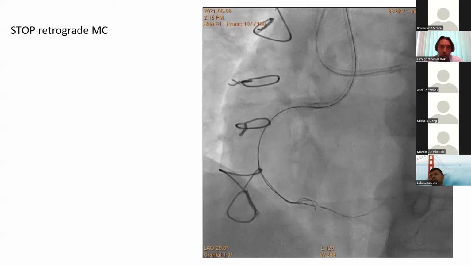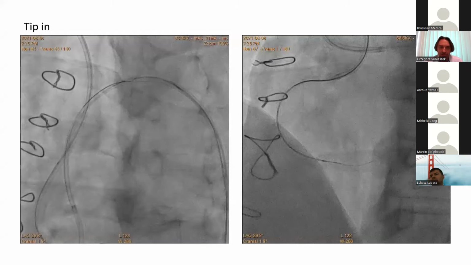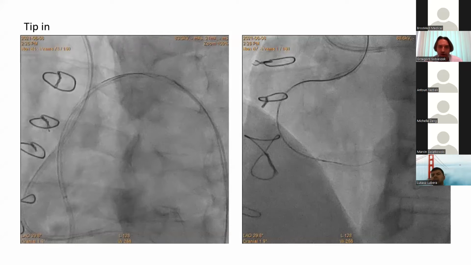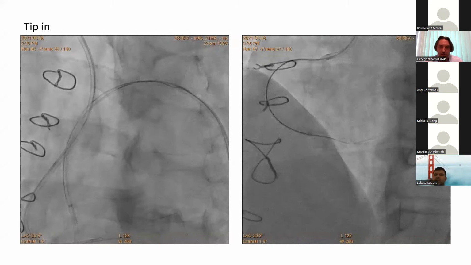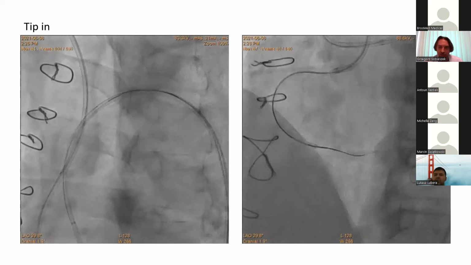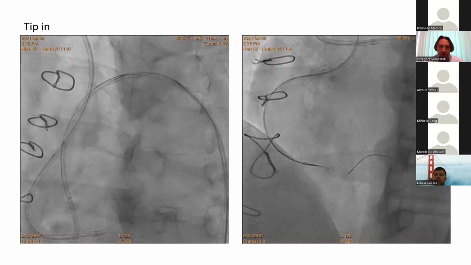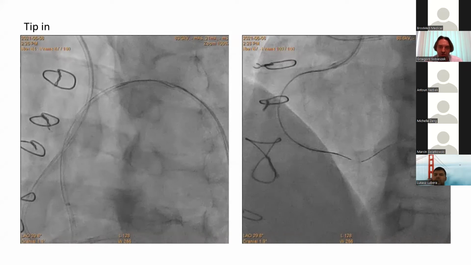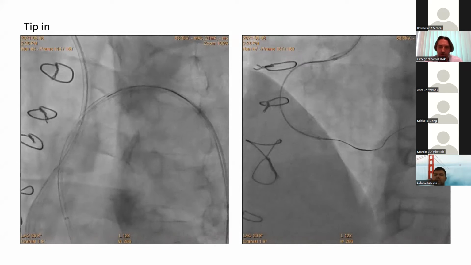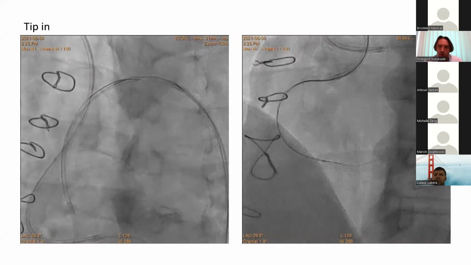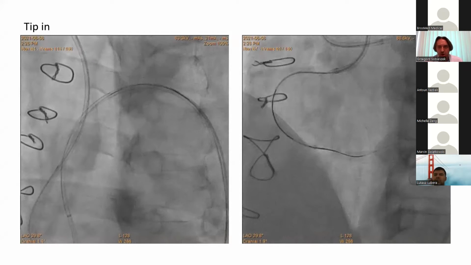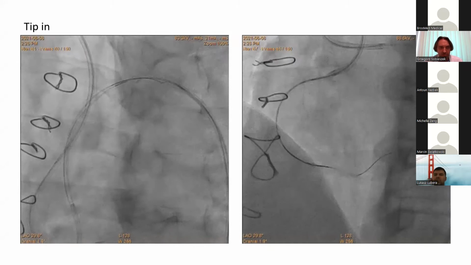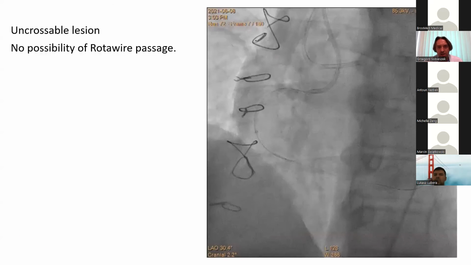So we performed tip-in, as you can see here, and we progressed the antegrade microcatheter on the retrograde wire, and then progressed the antegrade microcatheter to the distal RCA through the body of the CTO, and then changed for an antegrade wire from the antegrade microcatheter and wired the vessel. We were very happy and almost successful, but almost, because then we had an uncrossable lesion.